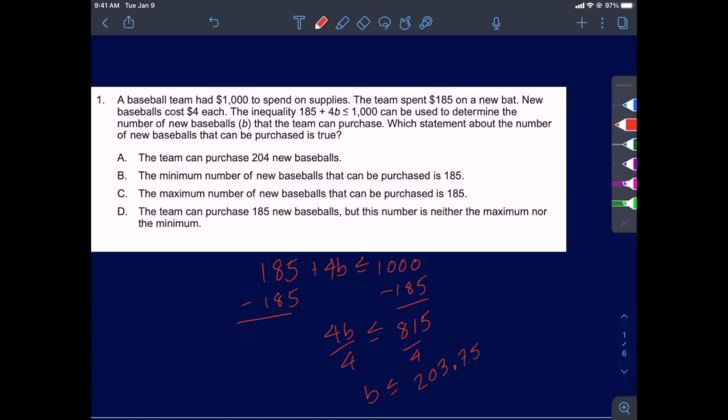203.75. Okay, so we have to be less than or equal to that, and really, since you can't have 0.75 baseballs, it's really got to be at most 203. So right off the bat, it can't be A. You cannot buy 204 baseballs.